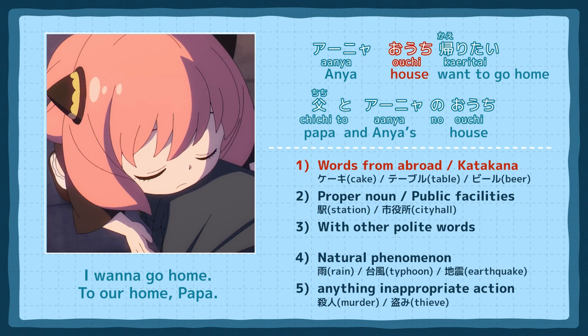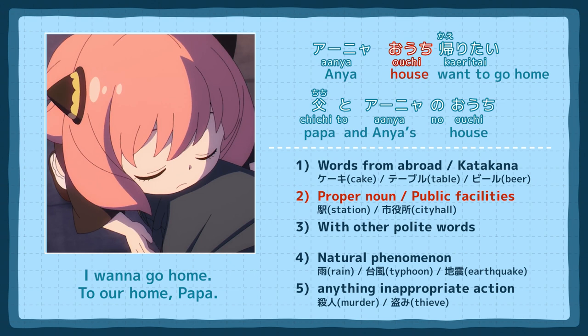And number 2, you cannot use these with proper nouns like people's names, area names, or product names. And also you cannot use it with public facilities like station, street, city hall, school. Like eki, station. You don't say oeki or goeki. City hall, shiyakusho. You don't say oshiyakusho, goshiyakusho.